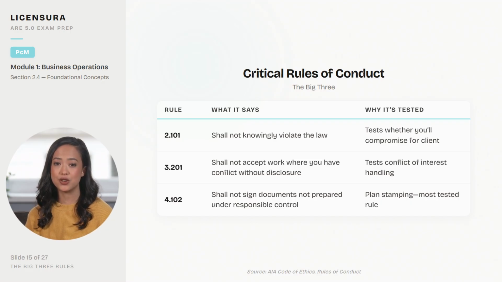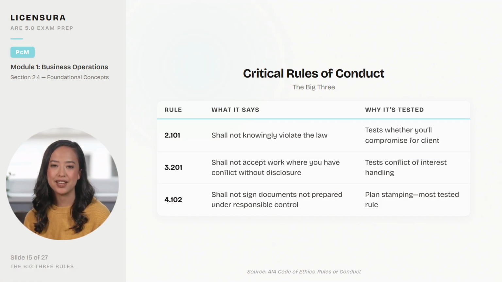Rule 3.201. You shall not accept work where you have a conflict of interest without disclosing it. This tests your conflict of interest awareness and how you handle it. And Rule 4.102. You shall not sign or seal documents that were not prepared under your responsible control. This is plan stamping, and it's probably the most frequently tested rule in the entire code. Let's spend some time on it.